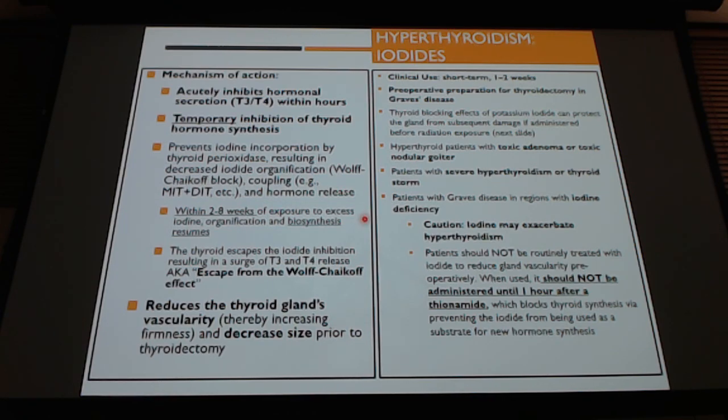They call it the Wolff-Chaikoff block that happens in our patients. So again, just understand that with this, we're just saying, hey, I want to try to decrease the amount of thyroid hormone because I already have too much. Remember, your patient is in that hyperthyroidism state. It reduces your gland's vascularity. Okay, so it's making it a little bit harder for things to come in and out at that point.